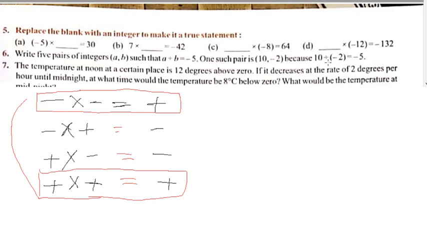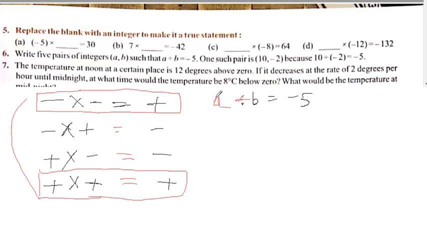Okay, we need to write some more pairs. See, a divided by b we want to get minus 5. What values are possible? See how this result is possible. I have told you, when you choose different signs, then you will get minus. So in this way we can choose a positive, b negative, or a negative, b positive. Anyone you can choose.